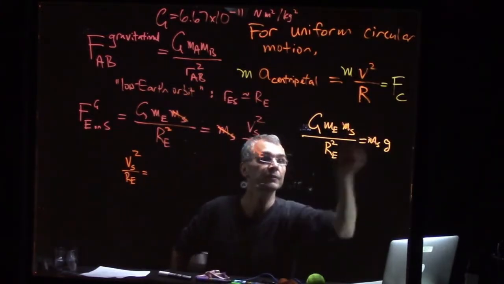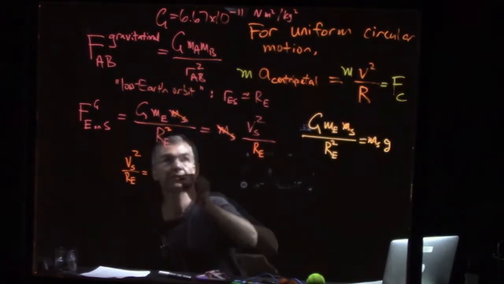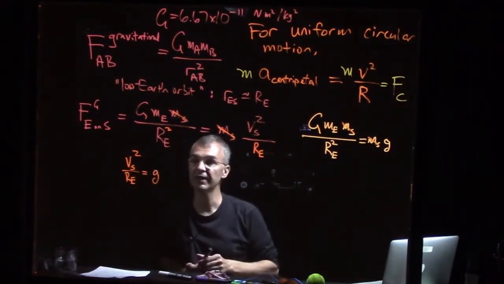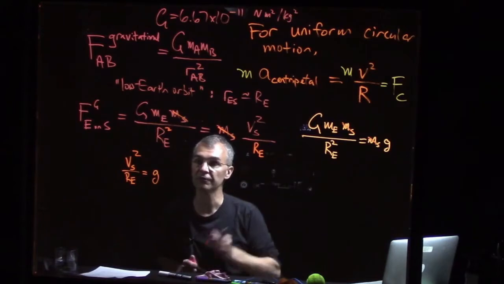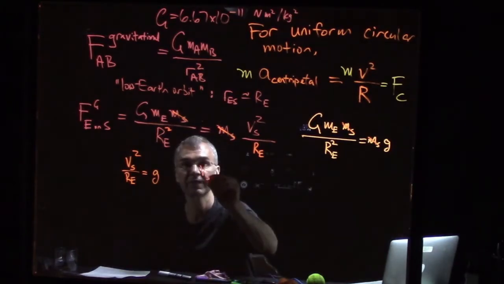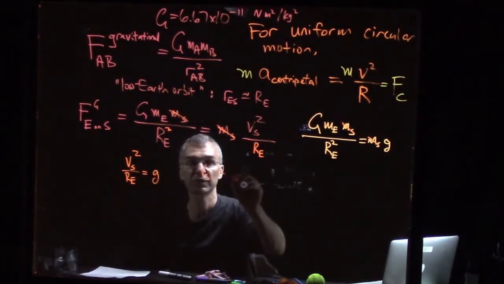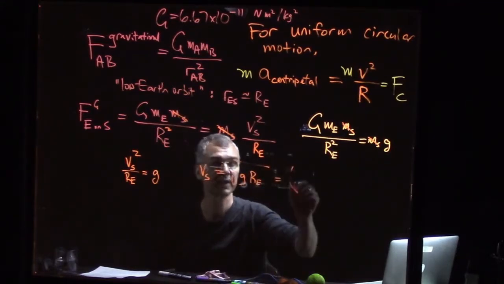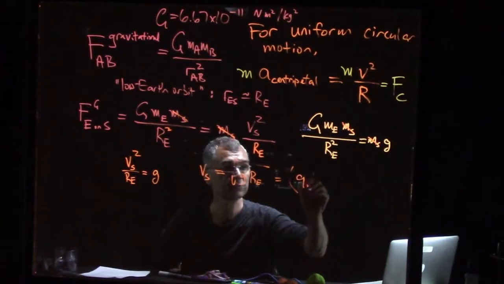If we wanted to, we can cancel the m's there. This just equals little g. So I guess then you could say, how fast is a satellite moving around the Earth? You say, okay, v satellite is the square root of little g times r Earth. That seems to be 9.8 meters per second squared.